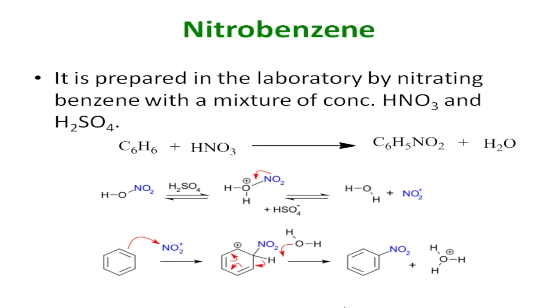So nitric acid HNO3 plus H2SO4: in step 1 you get NO2 plus. So NO2 plus is the electrophile here. This benzene ring is attacked by the electrophile, and the final product is nitrobenzene.